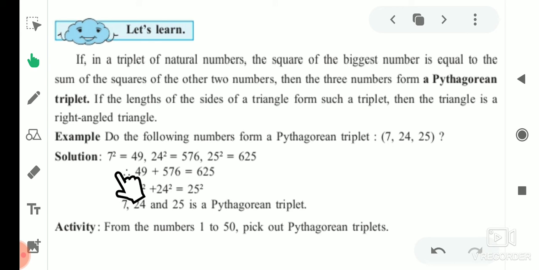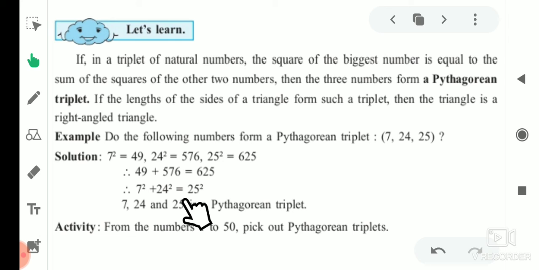So 7 square is 49, 24 square is 576 and 25 square is 625. So we will calculate the sum of the squares of the remaining two smaller numbers, 7 square plus 24 square, 49 plus 576, that will give 625. Yes, 625 is the square of the biggest number 25. So these three numbers form a Pythagorean triplet.